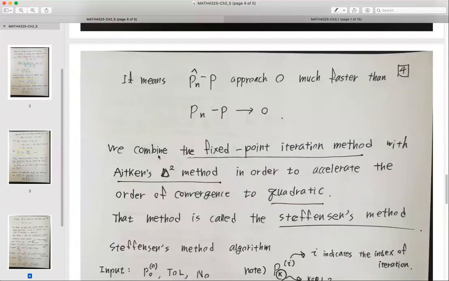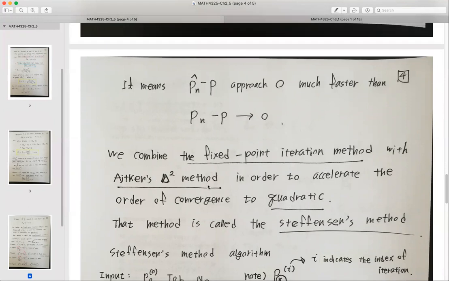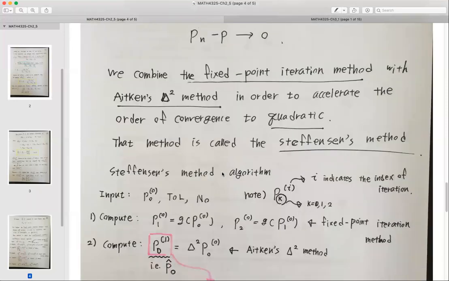Now I told you we're going to combine the fixed point iteration method with the Atkinson delta square method in order to accelerate the order of convergence to quadratic. Since the Atkinson delta square method boosts up the order of convergence of the fixed point iteration method to quadratic, which means alpha is 2, the method is called the Steffensen method.